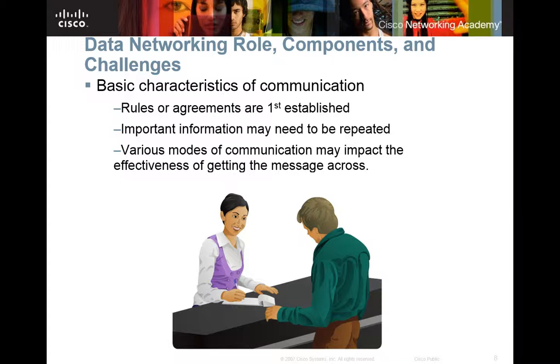Rule number two, important information may need to be exchanged. And then various modes of communication may impact the effectiveness of getting the message across. So that's where you get your auditory, your visual, and the hands-on, tactile learning. That's how it comes across.